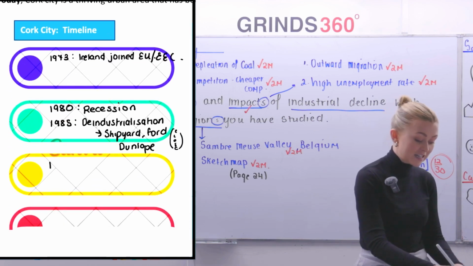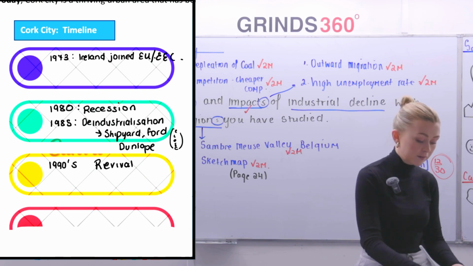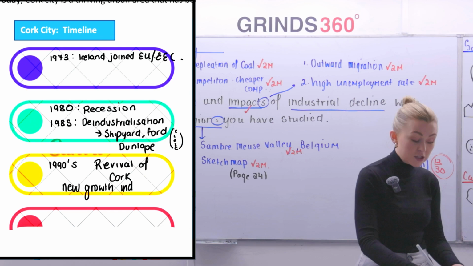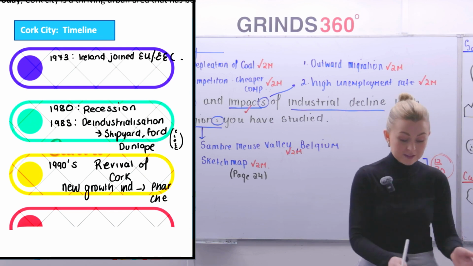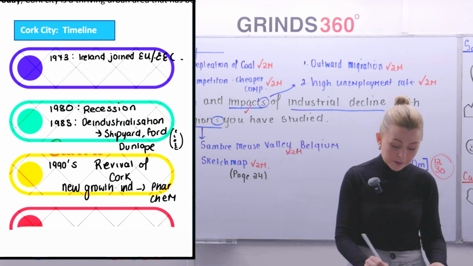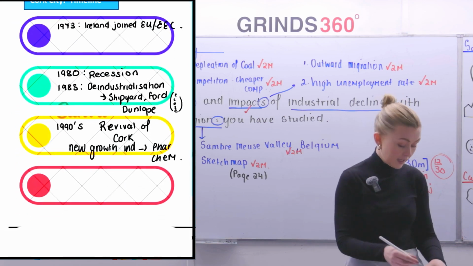Next, you had the 1990s. In the 1990s, what we saw was the revival of Cork. A lot of new growth industries, like pharmaceutical and chemical plants. Chemical plants opened in the region.